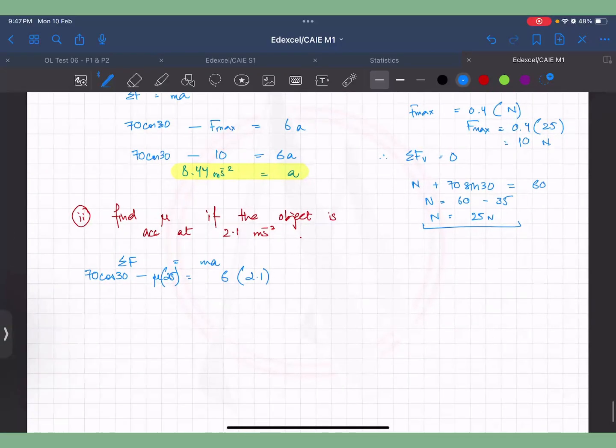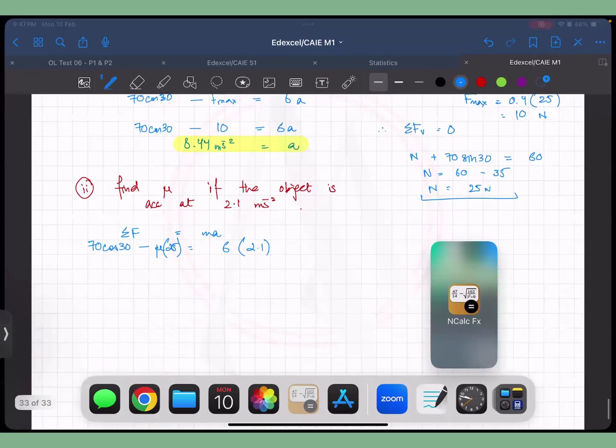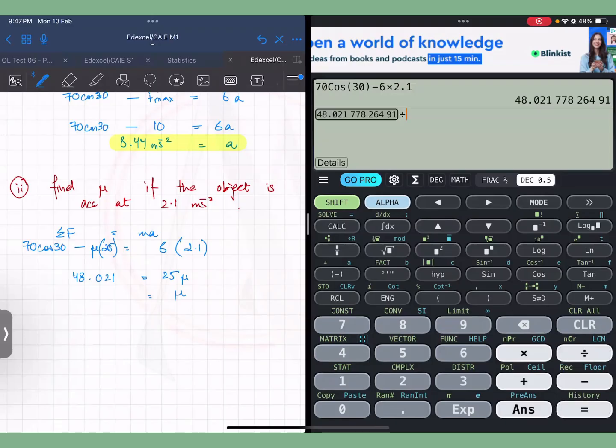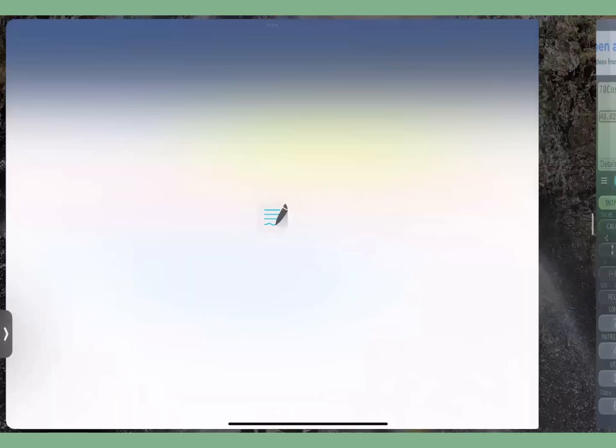So what would we do? We would take 70 cos 30 minus 6 times 2.1. So this is giving me 48.021 is equal to 25 mu. So mu comes out to be 1.92. This is the value of mu if the object was now accelerating at 2.1 meters per second squared.